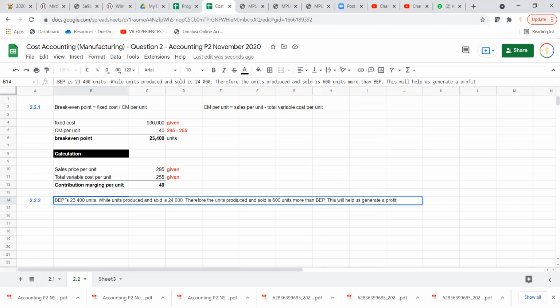Okay, so basically that. In order to break even, in order to make no profit, we need to sell 23,400. We're actually selling 24,000, so we're selling 600 more units. Those 600 units over and above break-even point will help us to generate a profit. Up until 23,400 units, we're making no profit. From the moment we sell 23,401 units, we start making a profit. So we sold 600 more units, so our profit will be based on the 600 units.